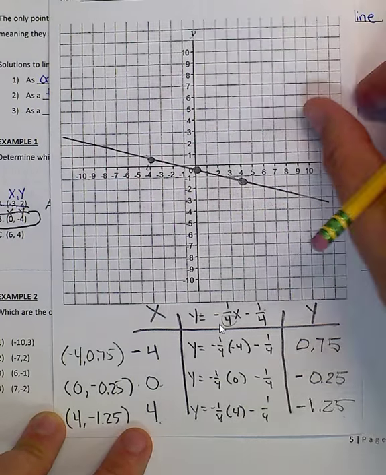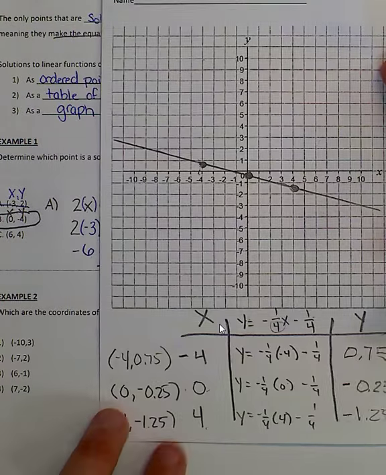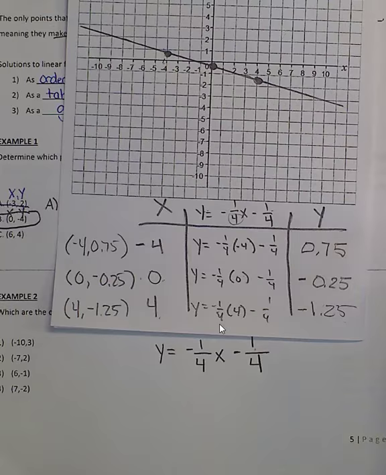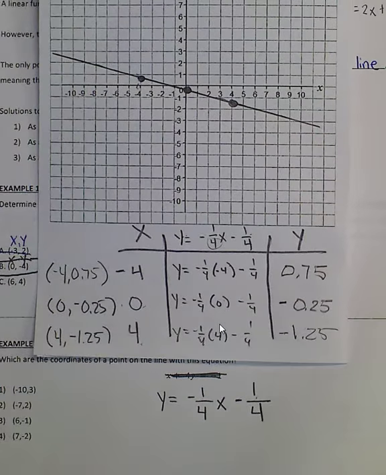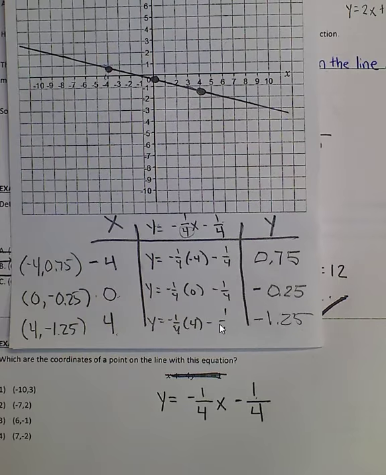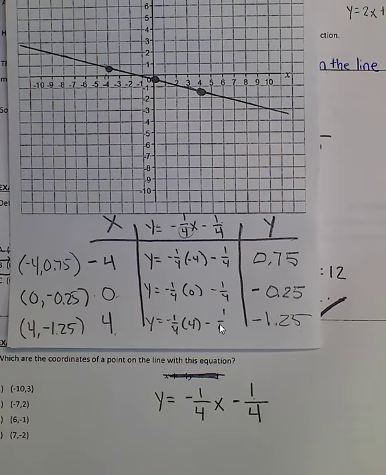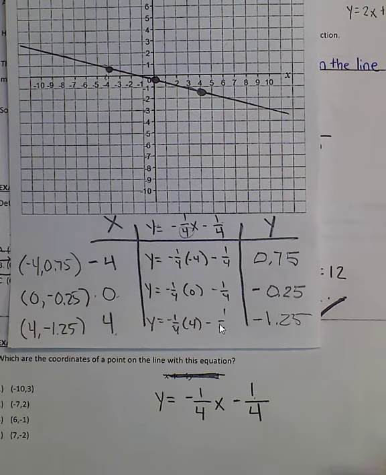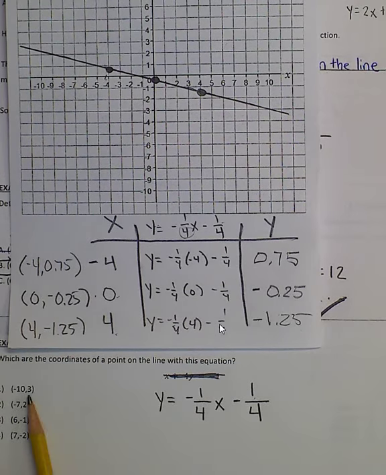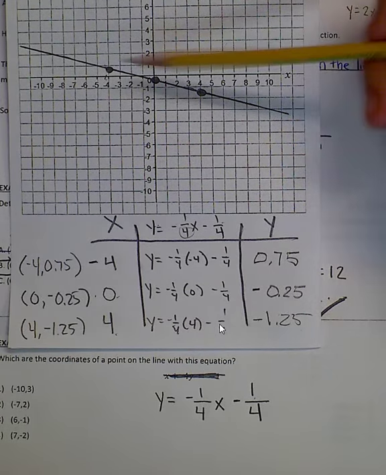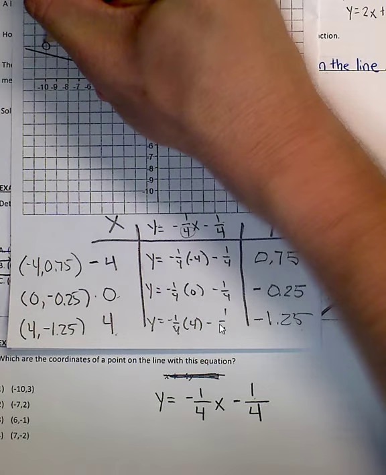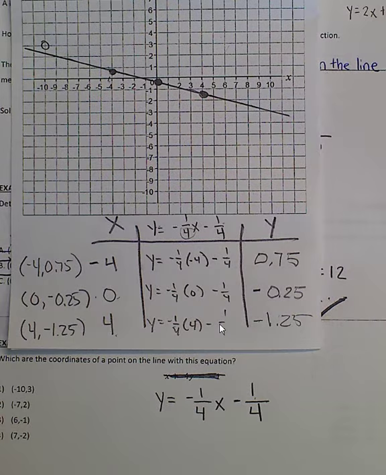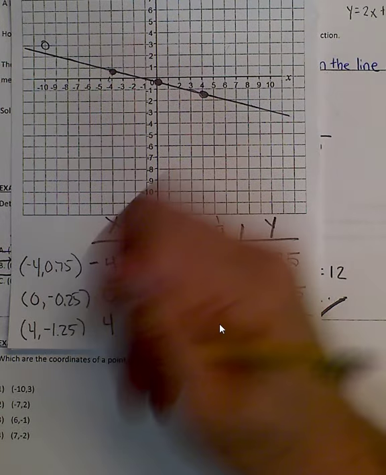Now if I go back and look at my original question, what are the coordinates of a point on the line with this equation? Well, let's see. Does negative 10, 3 is that on the line? Negative 10, 3 is that coordinate there. That's not on the line, so it's not a solution.